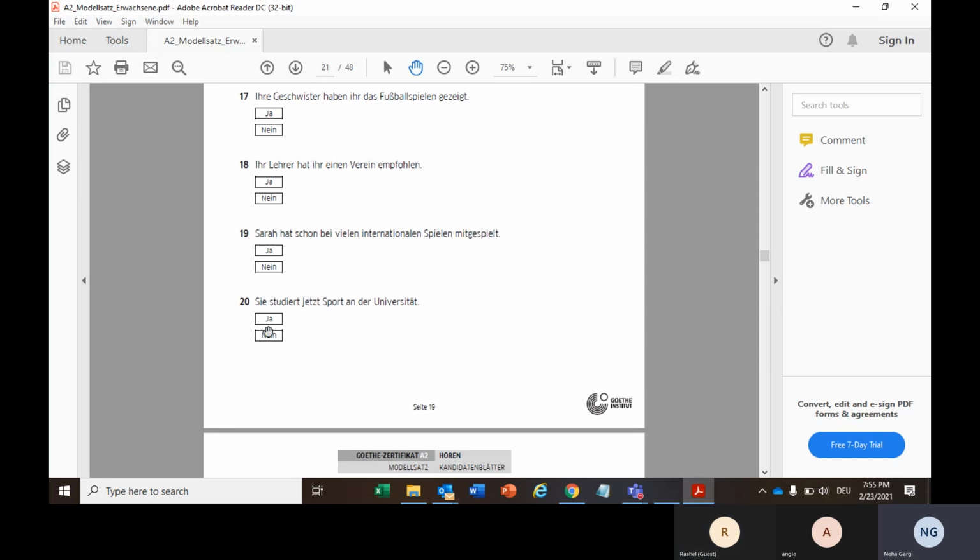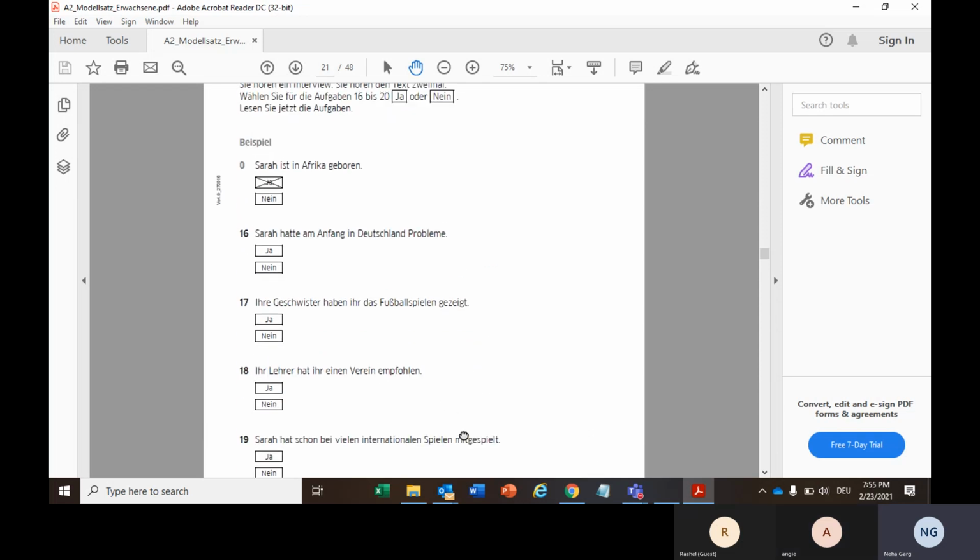Now, Nummer 20. Sie studiert jetzt Sport an der Universität. Ja oder nein? Is she studying sport at the university at the moment? 9. Because the question is that if she's studying as of now, she wants to study sport at the university in future, but as of now she's studying at the university.